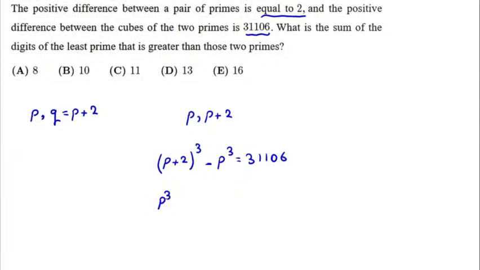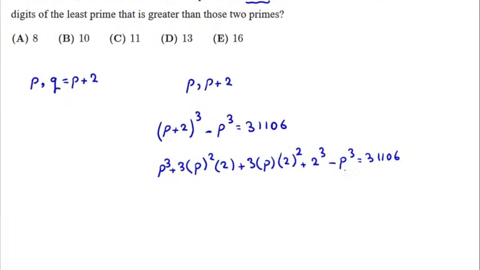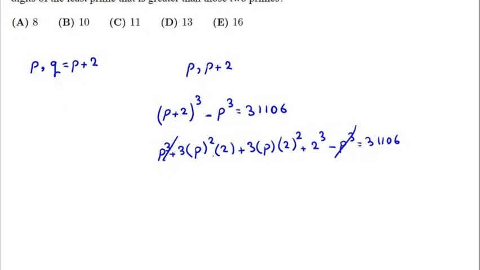So it will be p cubed plus, by the formula, 3 times the first one squared times the second one, plus 3 times the first one times the second term squared, plus 2 cubed, minus p cubed, equals 31,106. Now, p cubed and negative p cubed will be cancelled. So 3 times 2, 6p squared plus 12p. Let's subtract 8 from both sides, because 2 cubed is 8. It will be 31,106 minus 8, which is 31,098.